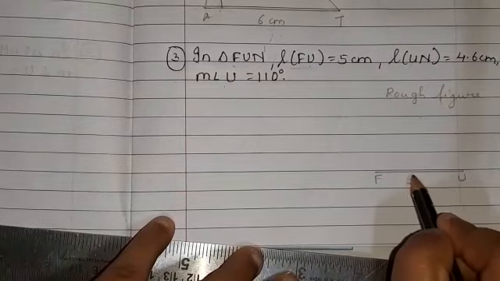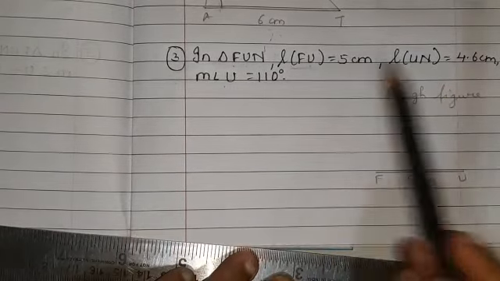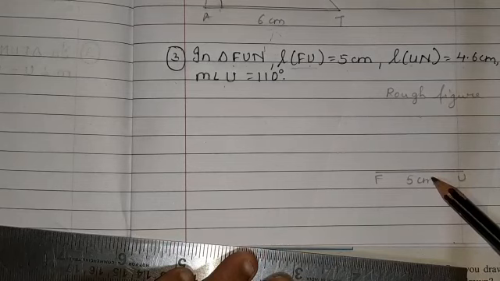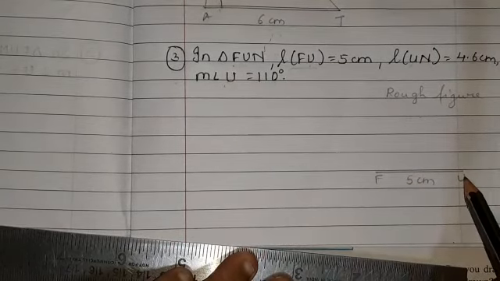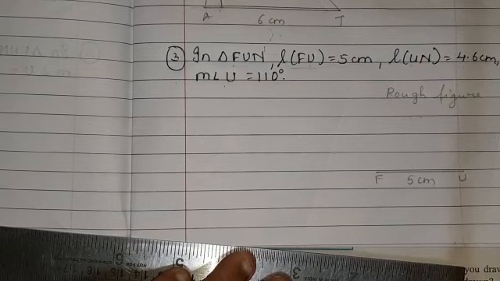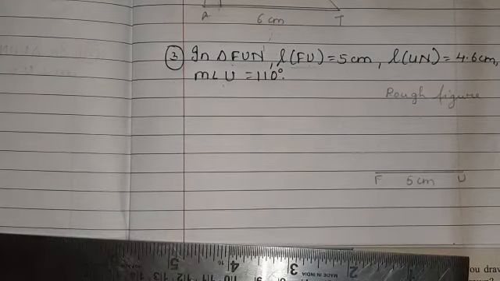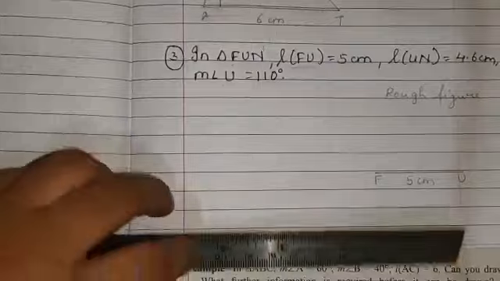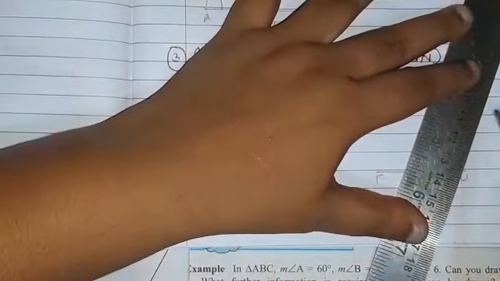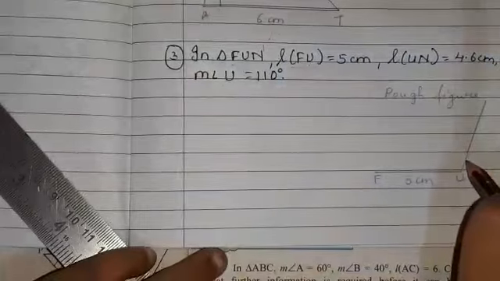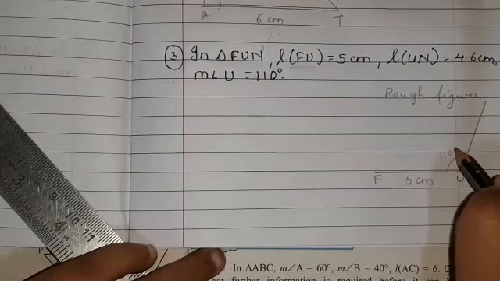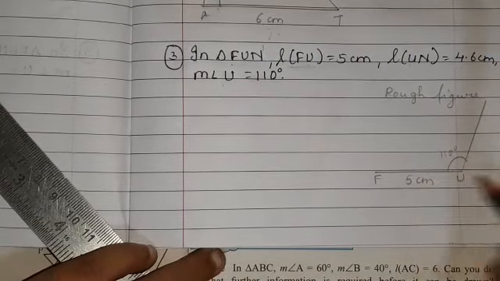FU is 5 centimeter. After drawing one side we will draw one angle, that is angle U equals 110. So U is here. 110 is greater than 90 degrees, which means it will be an obtuse angle. Yes or no? So somewhat like this will be our 110, from U. Now one side of the angle is over.